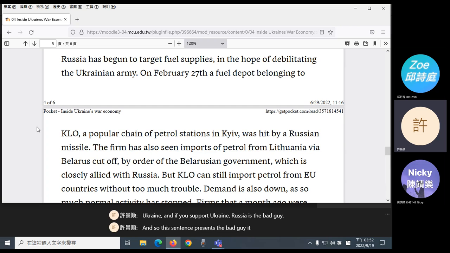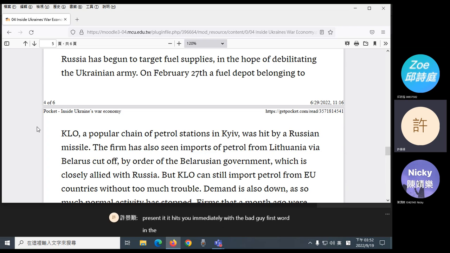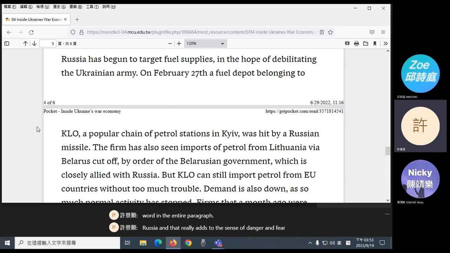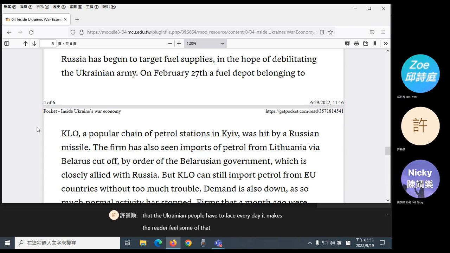It doesn't carefully present it. It doesn't like introduce it and slowly present it. It hits you immediately with the bad guy. First word in the entire paragraph, Russia. And that really adds to the sense of danger and fear that the Ukrainian people have to face every day. It makes the reader feel some of that fear.